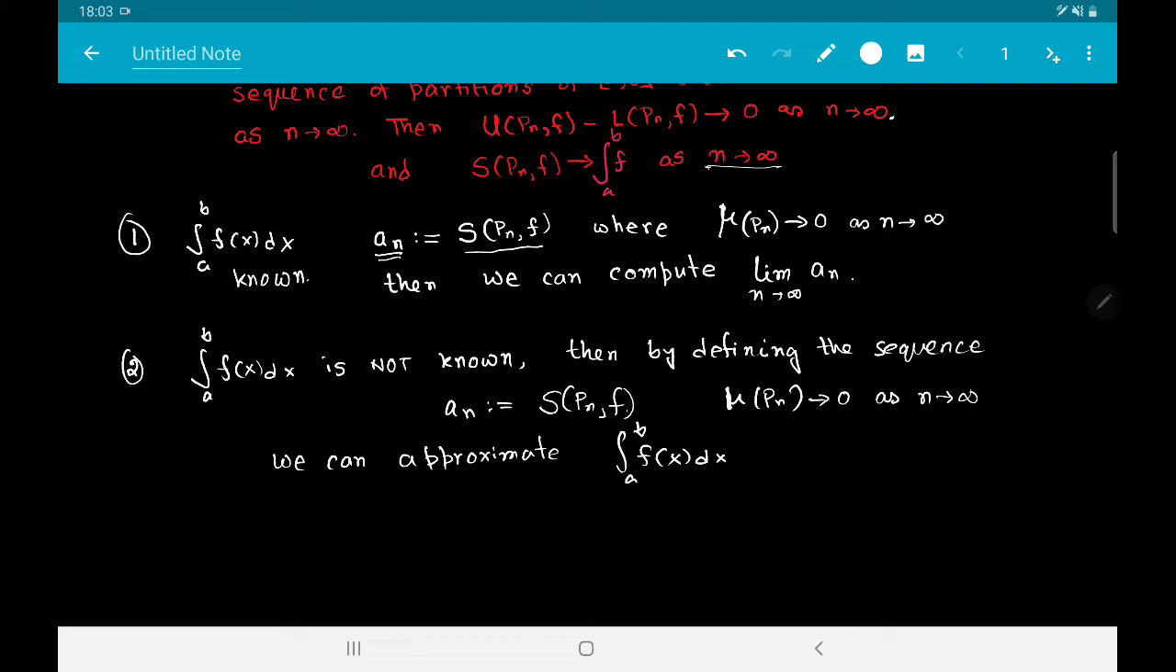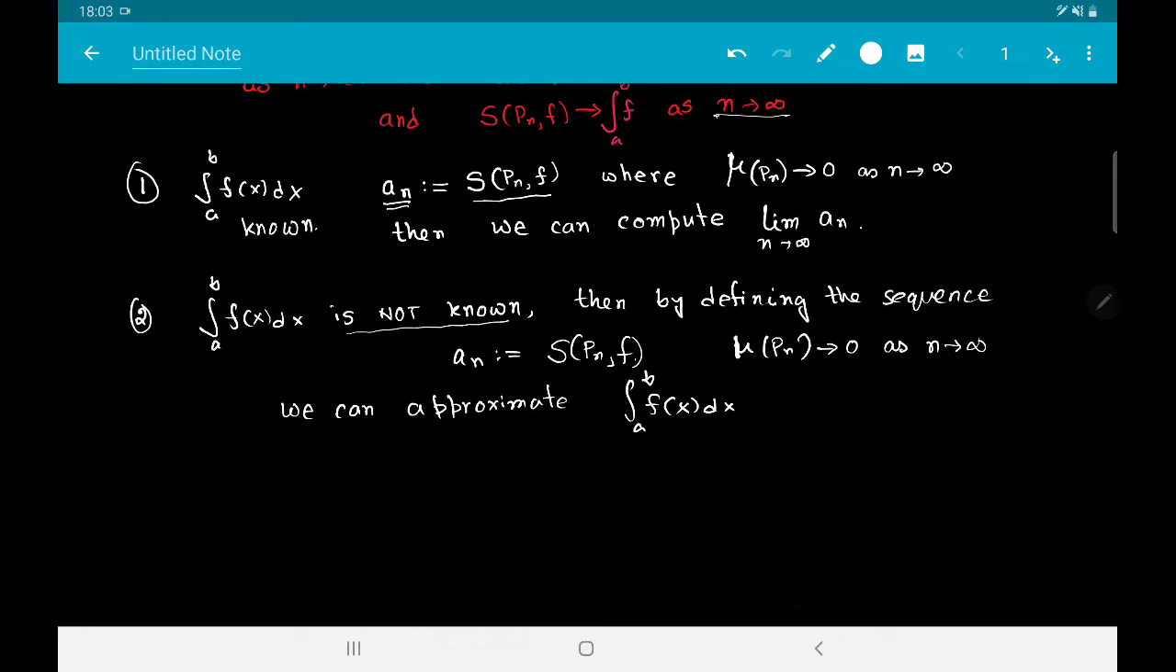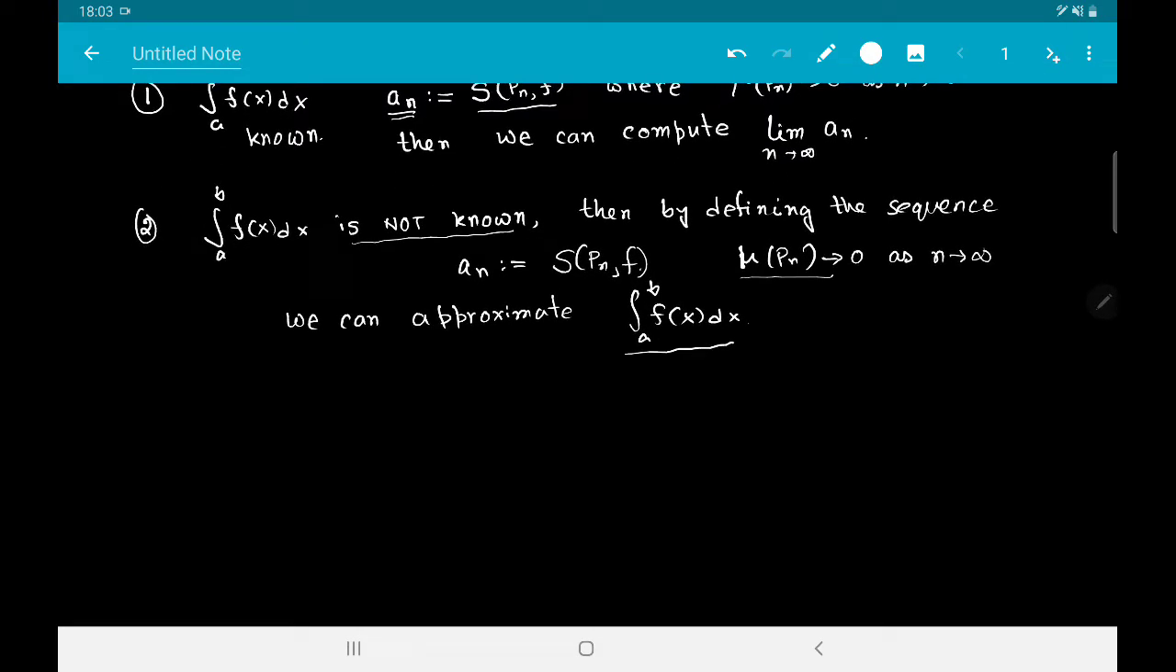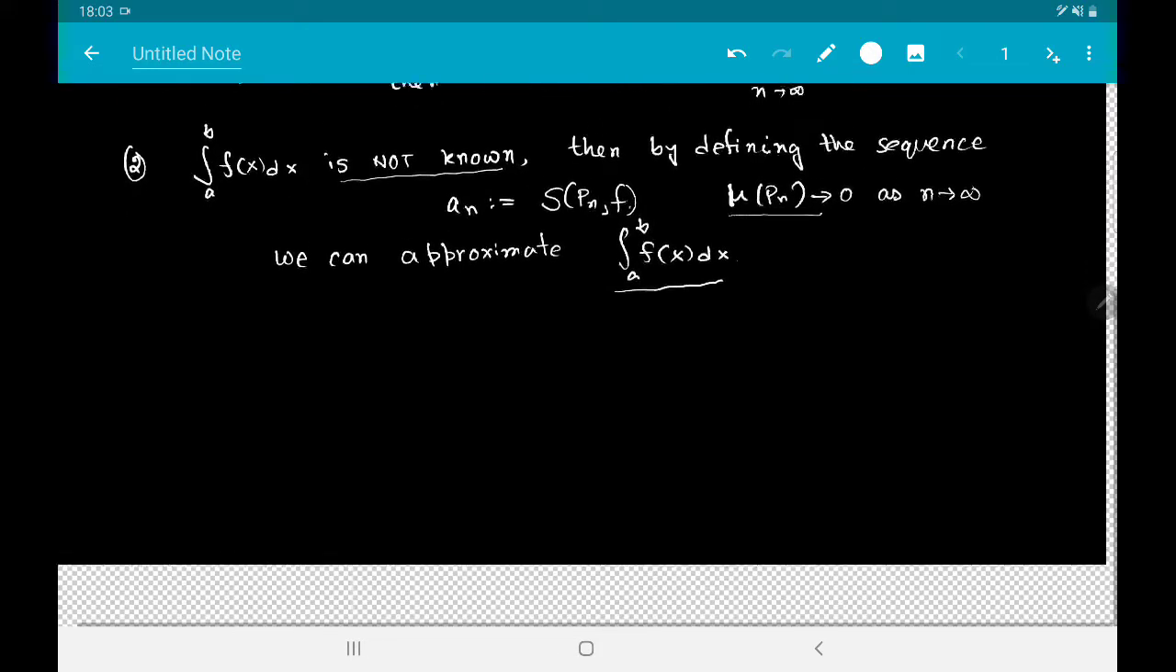In the second case, suppose that we know that f is an integrable function on the closed interval [a, b], but somehow we do not know the integral. Then by defining the sequence a_n to be a Riemann sum corresponding to a given sequence of partitions and the function f, which satisfies the property that the mesh of P_n goes to 0 as n tends to infinity, we can at least approximate the quantity integral of f(x) dx. So let us see with some concrete examples how we make these ideas precise.